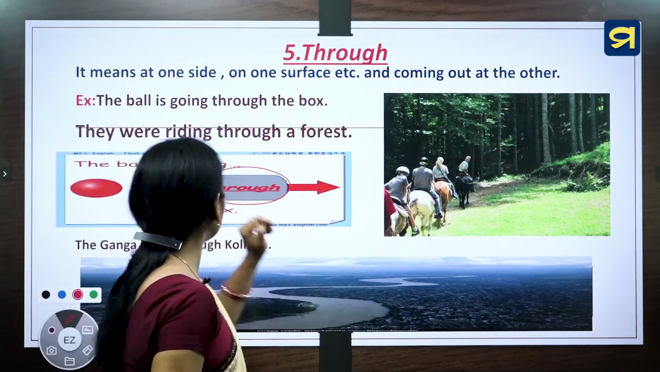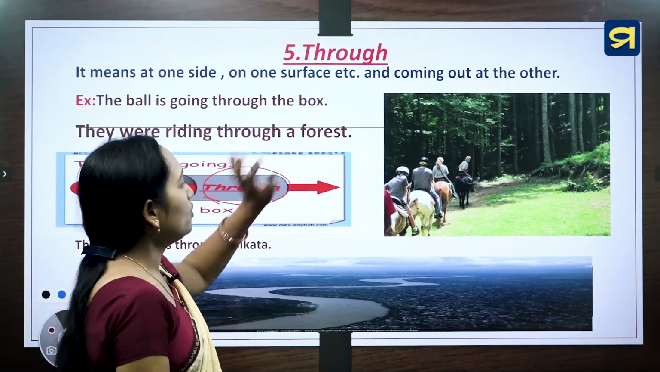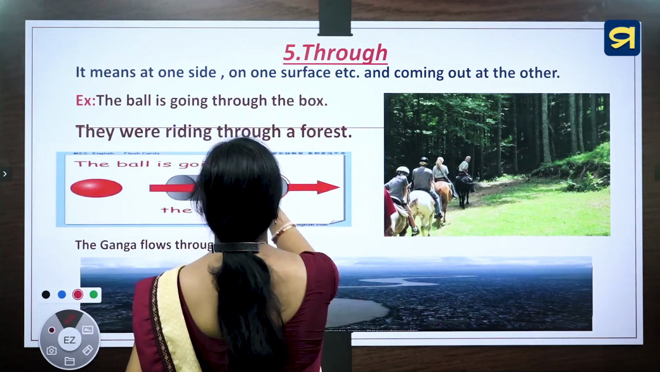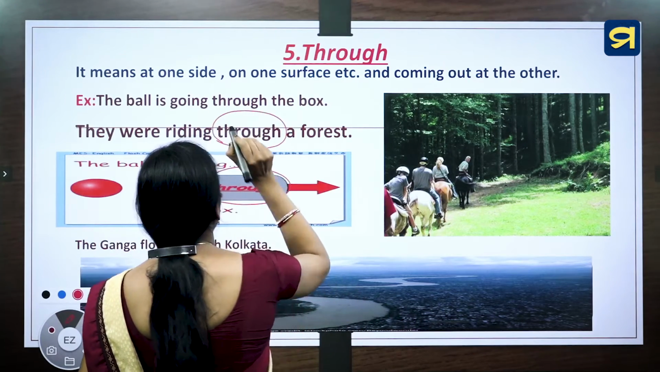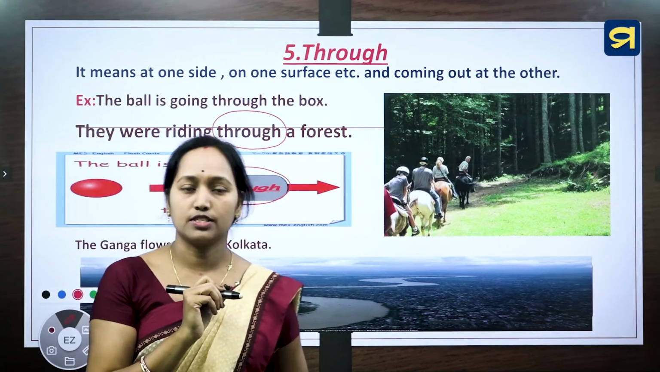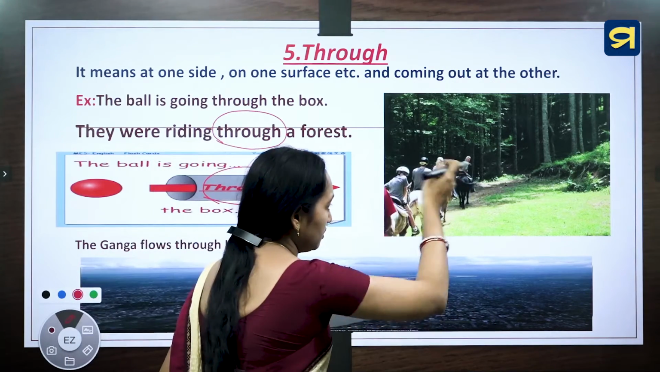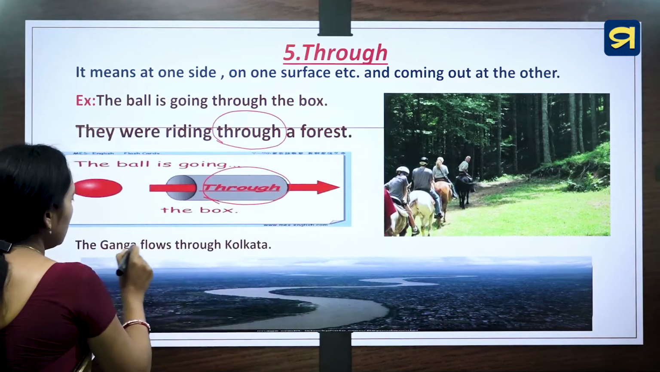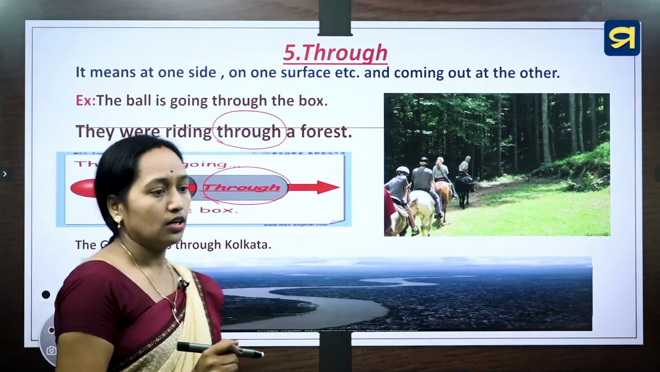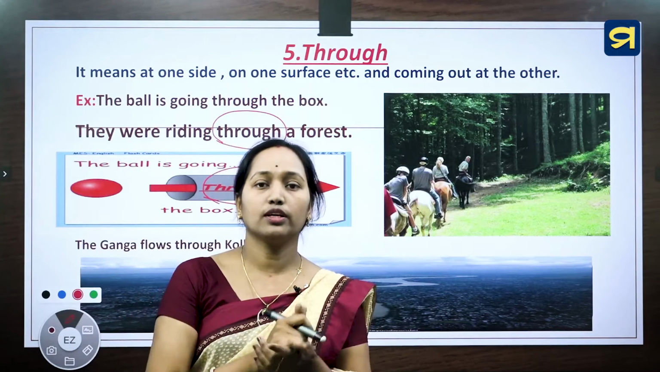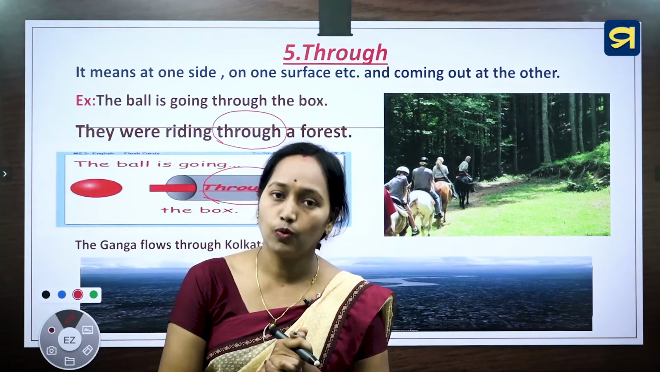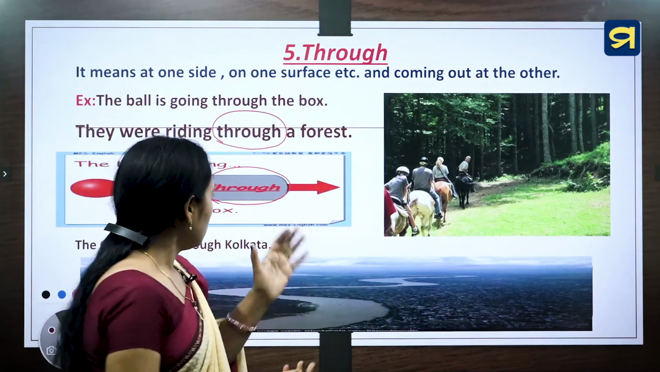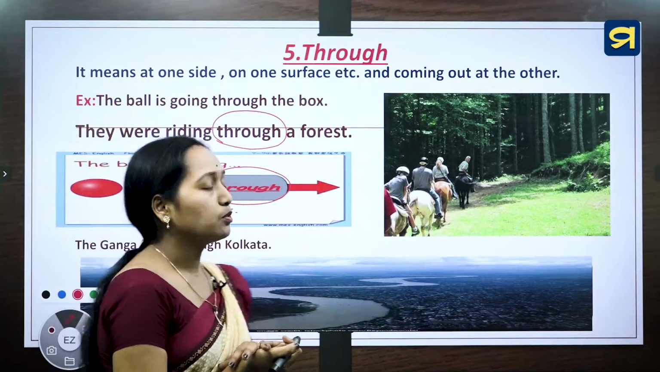In the next image, they were riding through a forest. They were riding through the forest. And in the last, the Ganga flows through Kolkata city, or Kolkata town. So these are the uses of the preposition through.